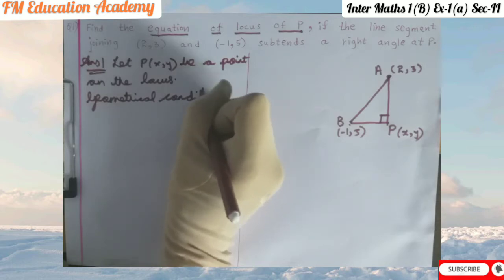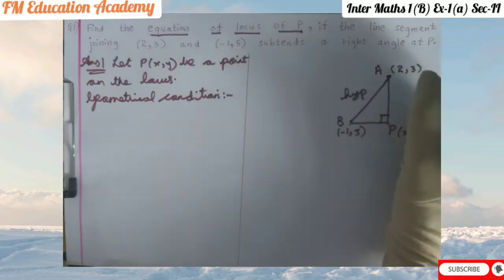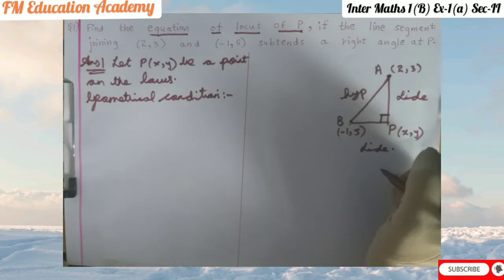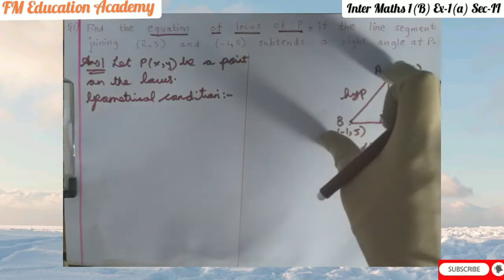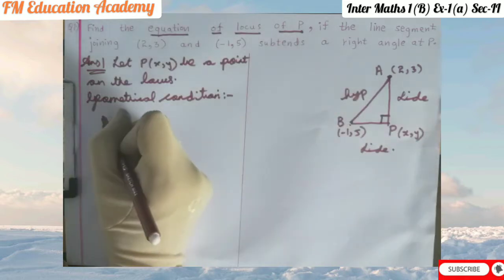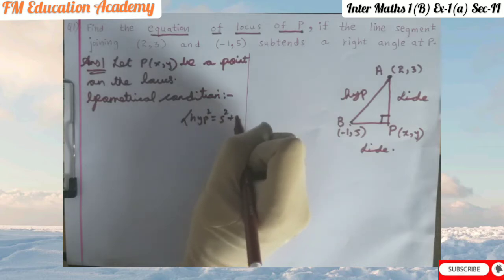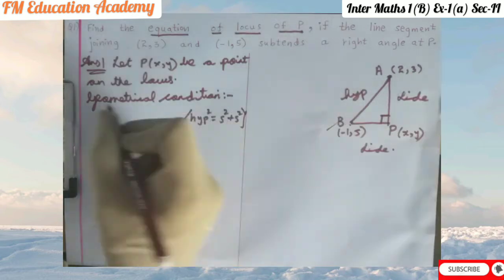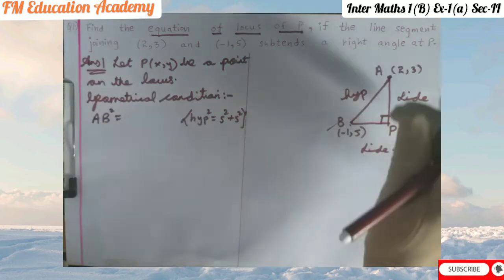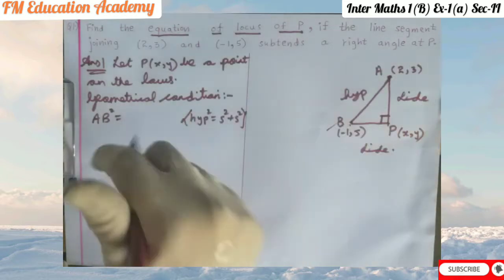a right angle triangle. We know in a right angle triangle, this will be called the hypotenuse, the longest side. This is one side of the triangle and this is also another side of the triangle. We know that in a right angle triangle, hypotenuse square is equal to side square plus side square. So that only we are going to use here. Hypotenuse square is equal to side square plus side square. So what is the hypotenuse here? AB square. And what are the two sides? AP square and BP square, or we can say PA square and PB square.